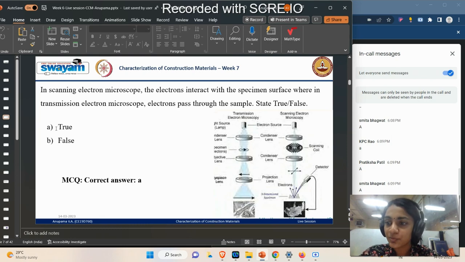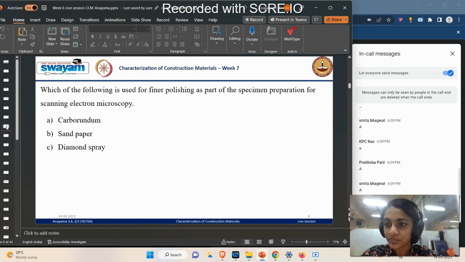Okay, let's move to the next question here. Which of the following is used for finer polishing as part of the specimen preparation for scanning electron microscopy? Okay, so in scanning electron microscopy, different types of interactions are present.